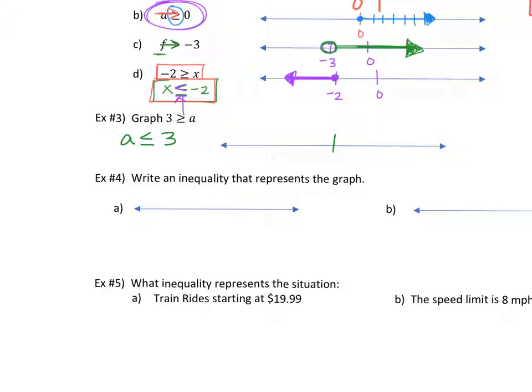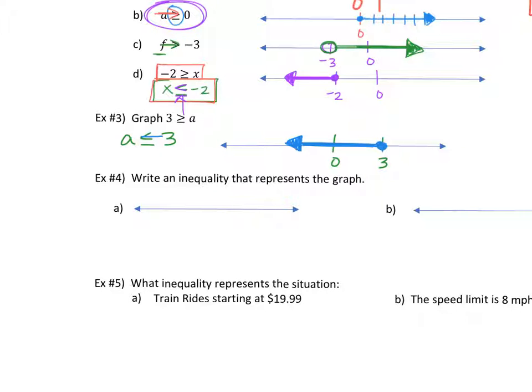Okay, so here's our 3. Well, we'll do 0 here. So 3 is going to be to the right of 0. Is this open or closed? It's a closed dot. And what direction are we shading? Left. To the left. Because A is less than or equal to. Remember, less than to the left. Less than to the left.